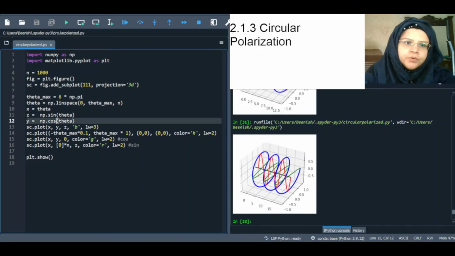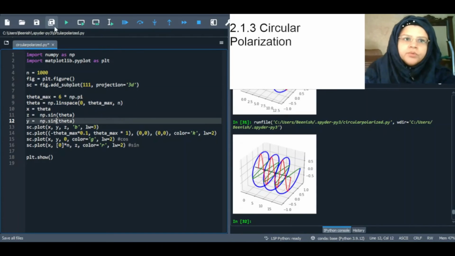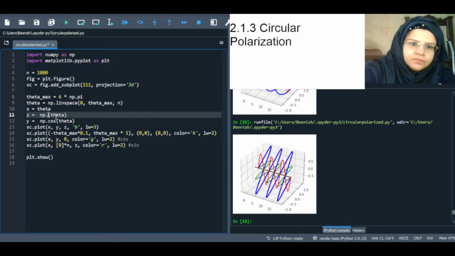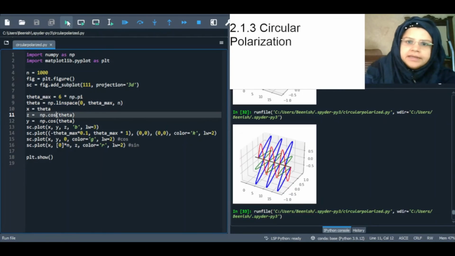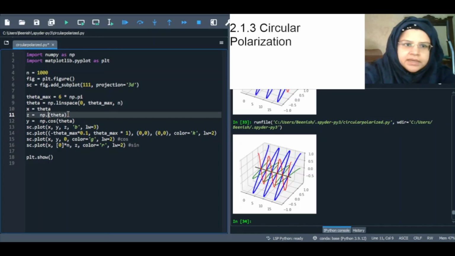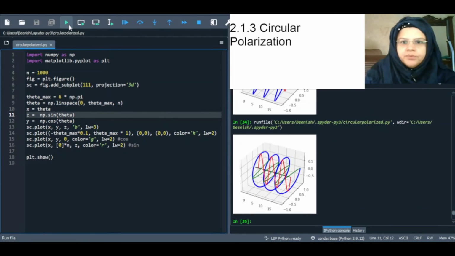If we make both the waves sine such that the phase between them is 0, we will obtain linearly polarized light. If we make both of them cosine and the phase is 0 between them, again we will get linearly polarized light. On the other hand, if one is sine and the other is cosine, we obtain circularly polarized light.